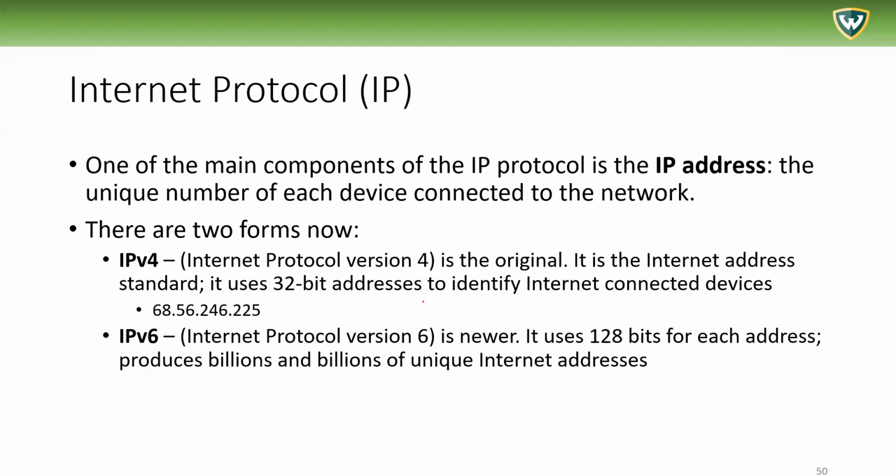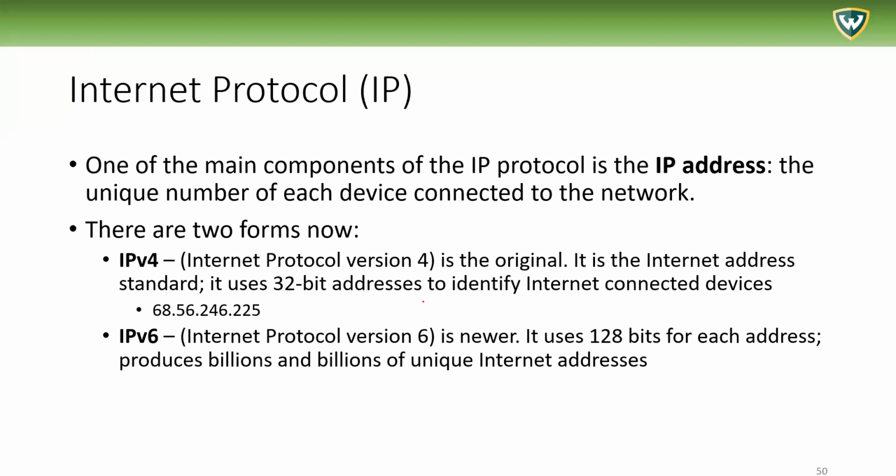Internet protocol. One of the main components of the internet protocol is the IP address, and that is the unique number of each device connected to the network that can either send or receive information. These include things like printers or routers themselves as well. They have their own IP address because they are nodes in the network. There are two forms now, essentially, of internet protocol addresses: version 4 and version 6.